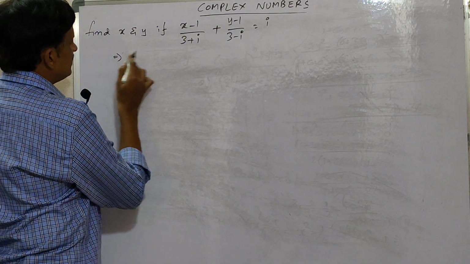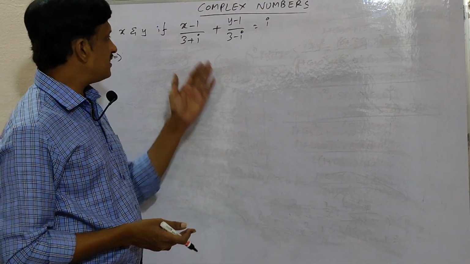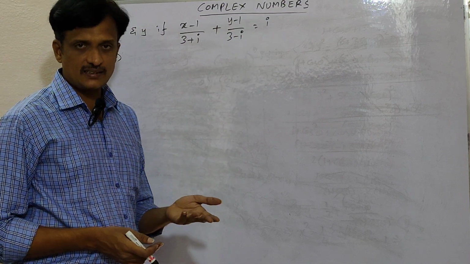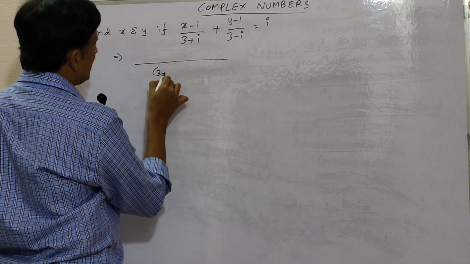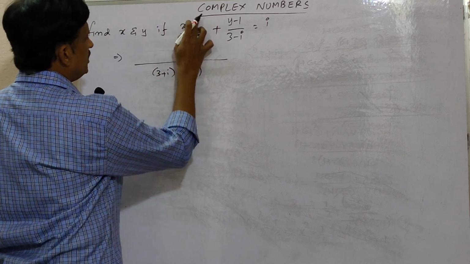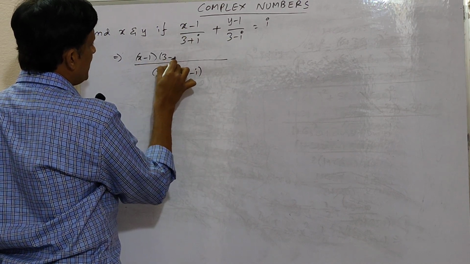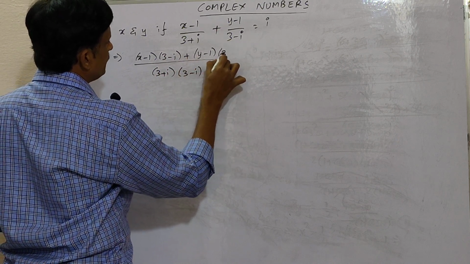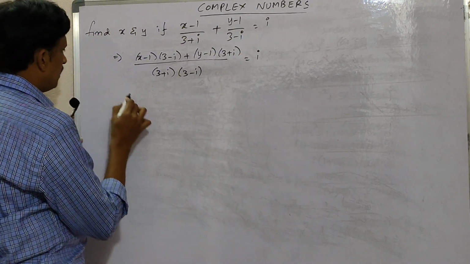So here, sum of the two fractions, by taking LCM you can write, because the two denominators are 3 plus i and 3 minus i, each is the conjugate of the other. Then if you take the LCM here, 3 plus i into 3 minus i will be the denominator, that is LCM. Now this numerator into 3 minus i. So x minus 1 into 3 minus i plus this numerator y minus 1 into 3 plus i. Okay, that is equal to i.